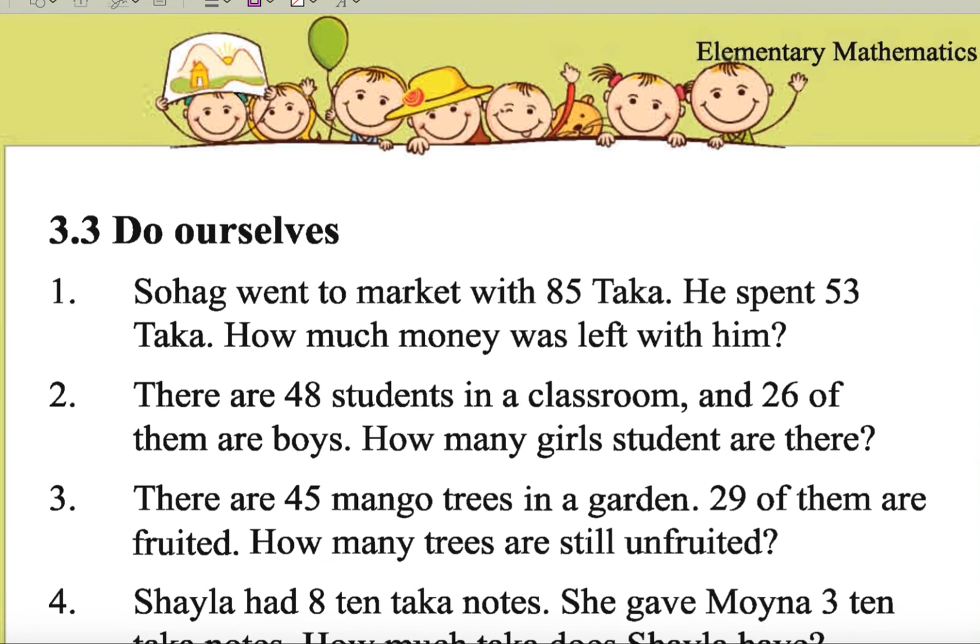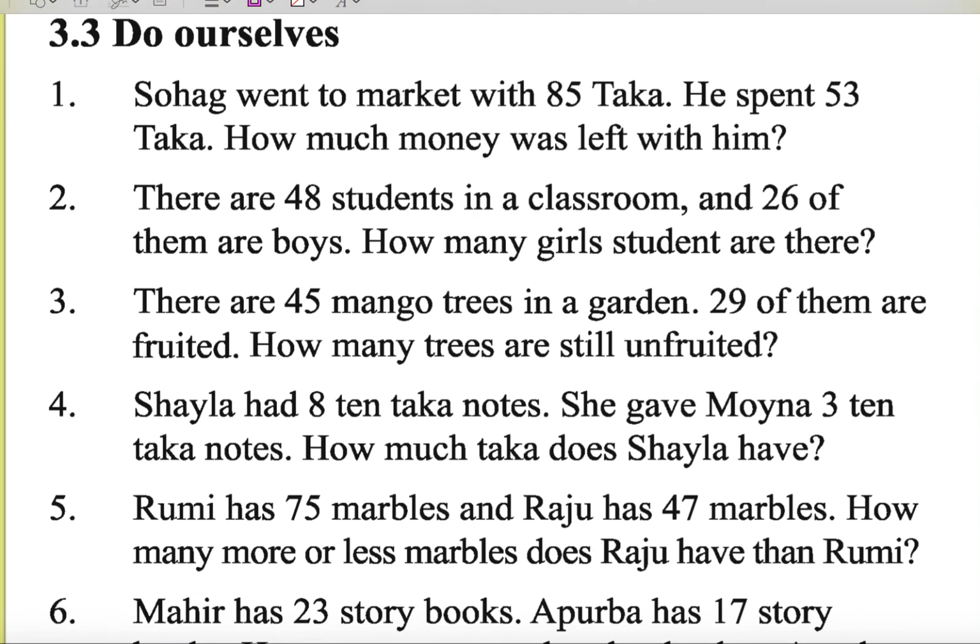Okay, do it ourselves. Hag went to the market with 85 taka. He spent 53 taka. How much money was he left with? I am going to write the answer directly. 5 minus 3 is 2. 8 minus 5 is 3. So 32 taka.